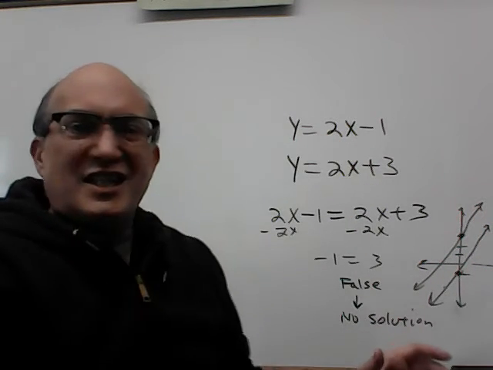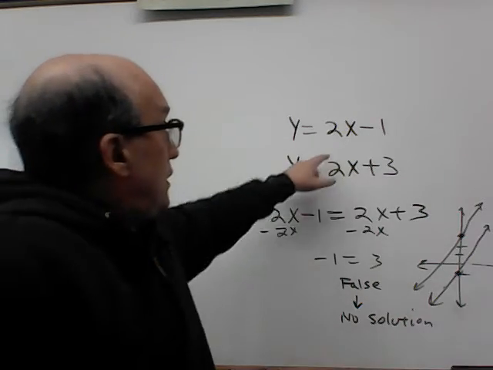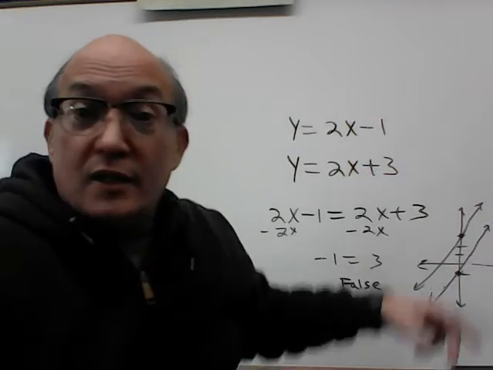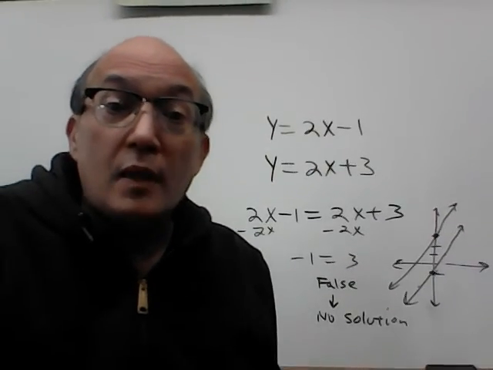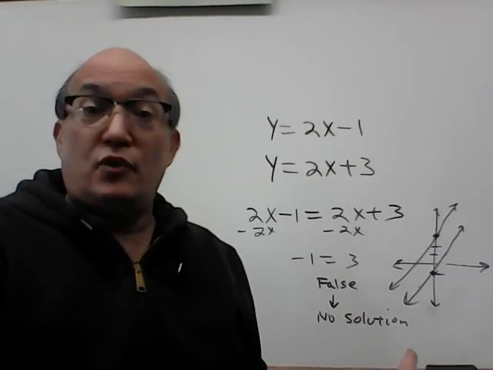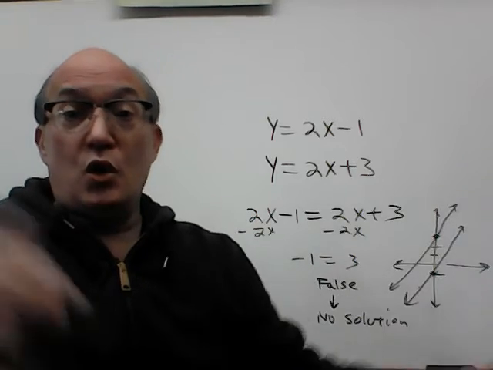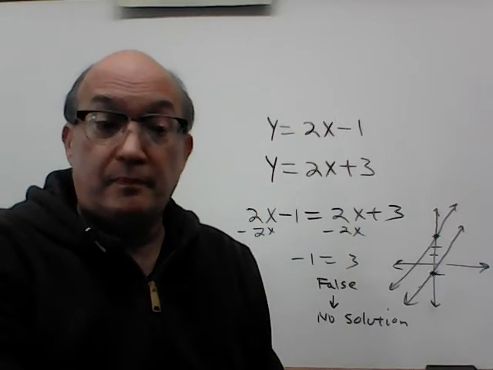So two distinct lines. Why are they distinct? Well, because they have different y-intercepts. That's an easy way to see that they're not the same line. But they have the same slope, so they're parallel, therefore they don't intersect, therefore no solution to the system.